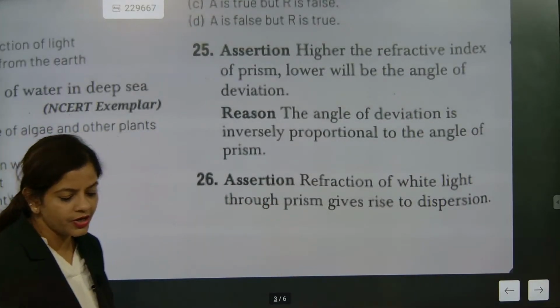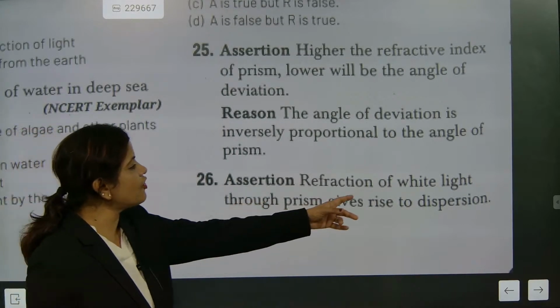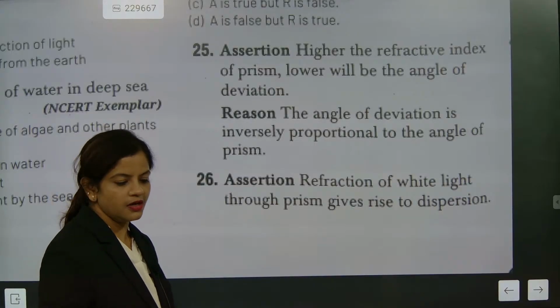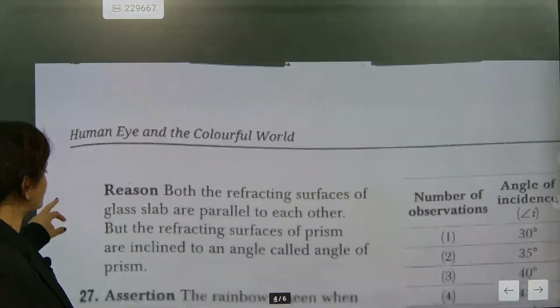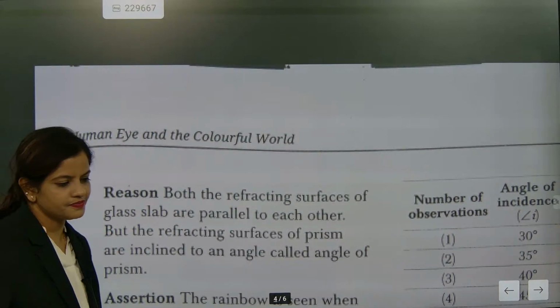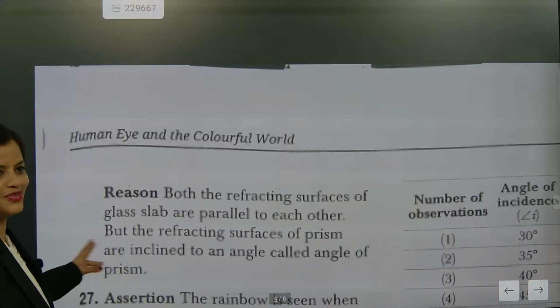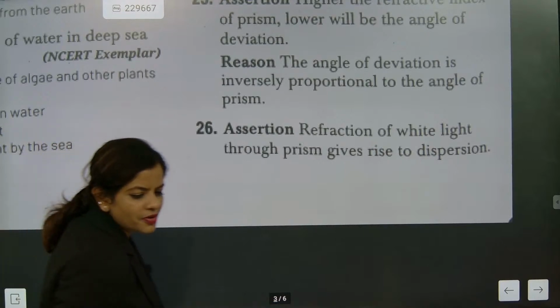Go with question number 26. Come on, this time give the correct answer. Refraction of white light through prism gives rise to dispersion. True. Okay. Alright, wake up. Read the reason. Yeah, ma'am. That time you were thinking something. Come on, children, you can do it.